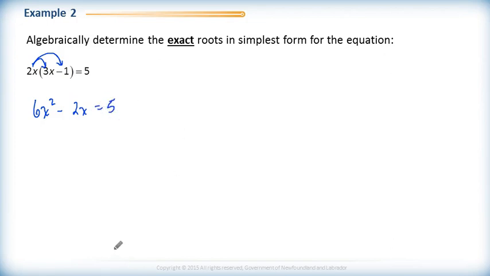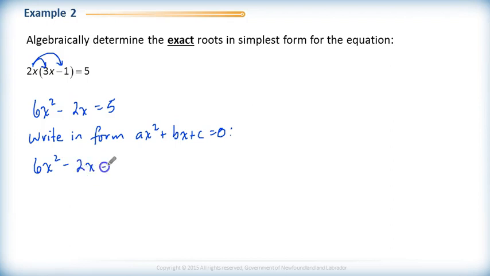Now we can't even factor or apply the quadratic formula or anything else until we get this in the form ax squared plus bx plus c equals 0. So I'll even write in that step here right now. So we've got 6x squared minus 2x minus 5 equals 0. I'll bring the 5 over. Factoring, let's see. I don't think that one will factor. We can try till we're blue in the face. So I think we're going to have to use our quadratic formula.